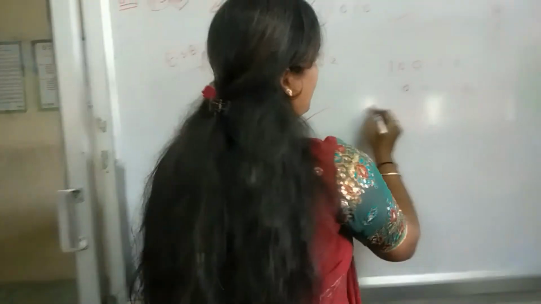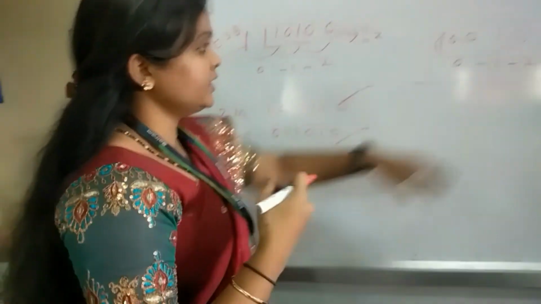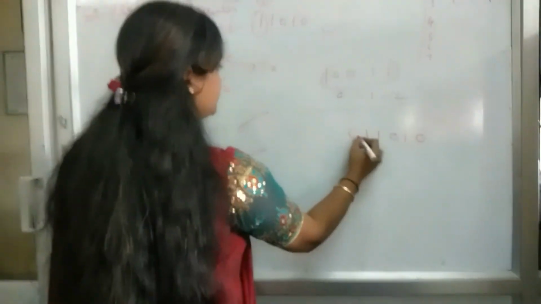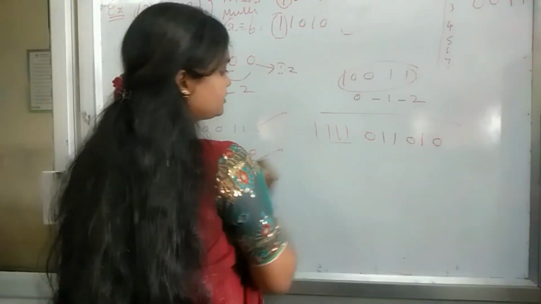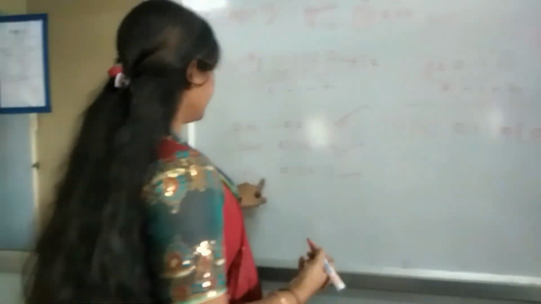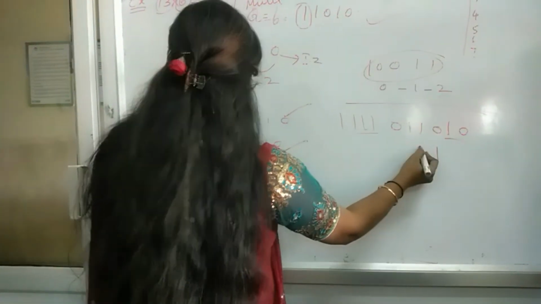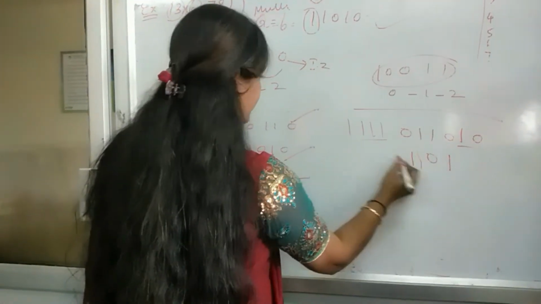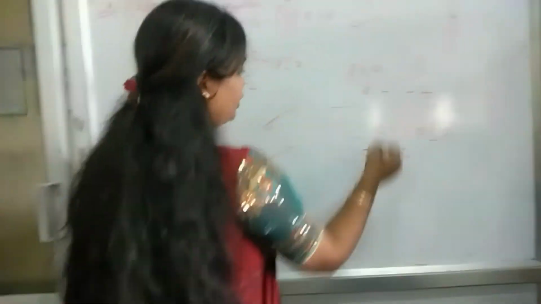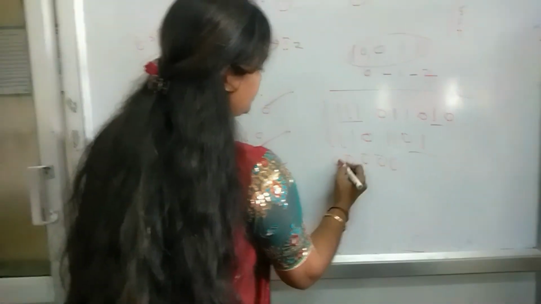Now I am going to do the first multiplication. I am going to multiply this with minus 2. Where is my minus 2? Here. 0 1 1 0. Because it is negative, I am using 1s. I am leaving the last 2 digits. Now I am going to multiply this with minus 1: 1 0 1 1 0 1 1 0. Because this is negative, I am using all three ones. Now for 0, leave 2 spaces, 0 0 0 0 0 0.